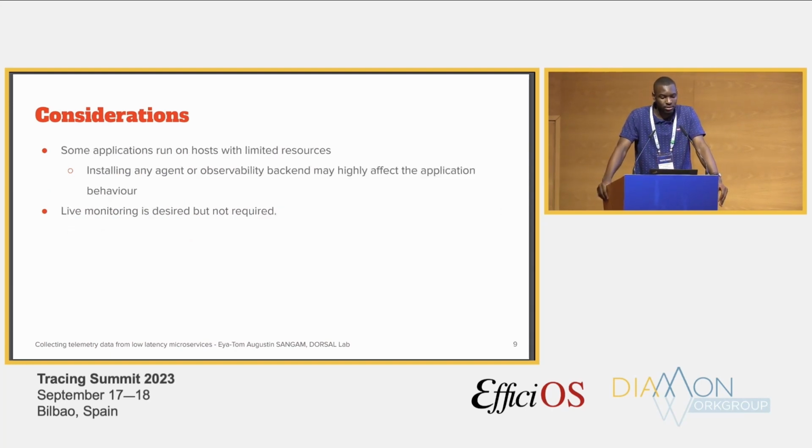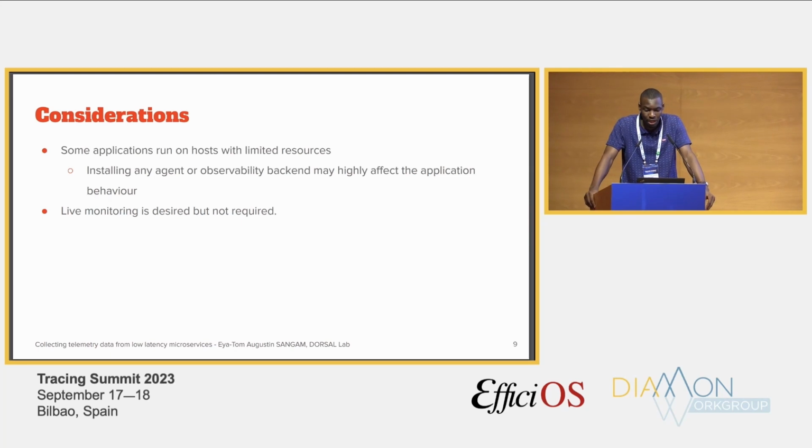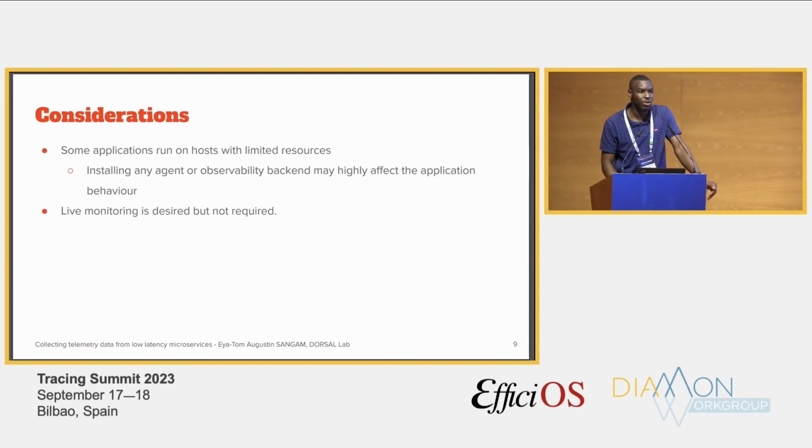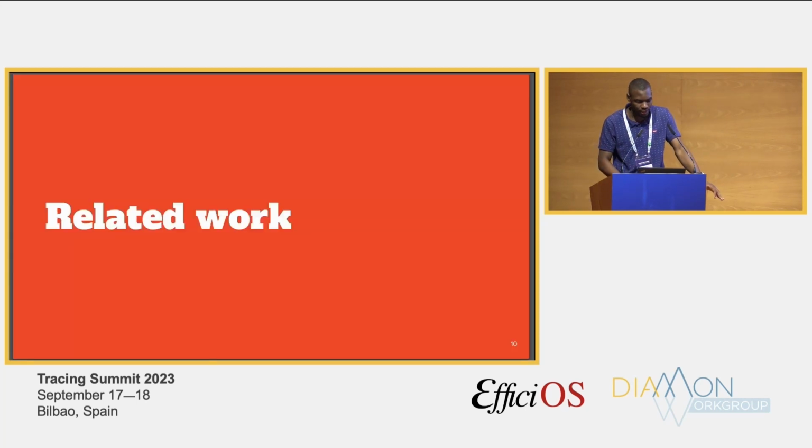So when doing tracing, you want at runtime to disable the collection of those kinds of data. And some applications run on hosts with limited resources. So it's sometimes difficult to install an agent or an observability backend because it might affect the application behavior. And last, live monitoring is not that important in our case. We don't need to collect or analyze data as soon as they are collected.